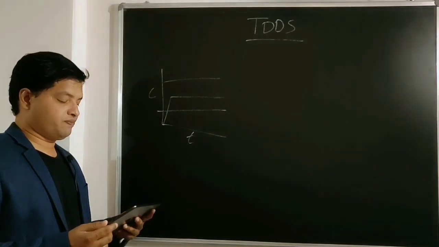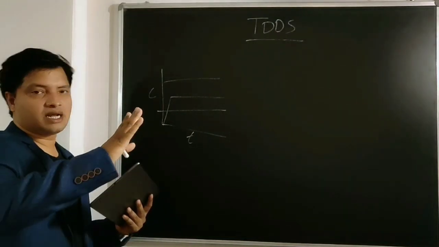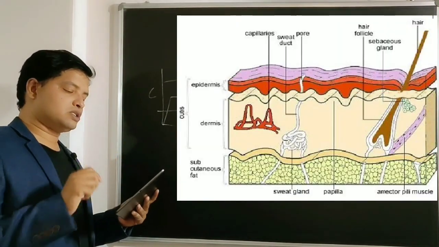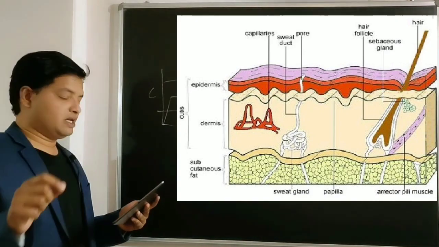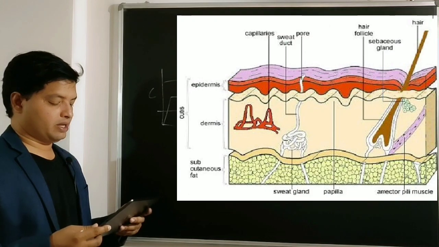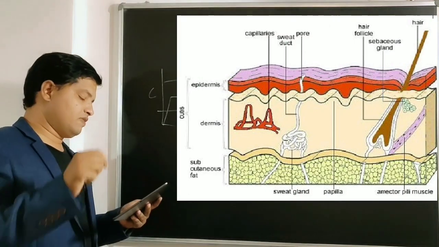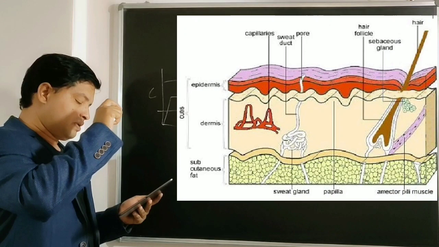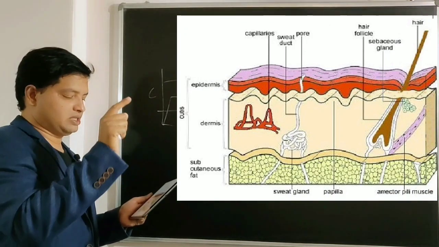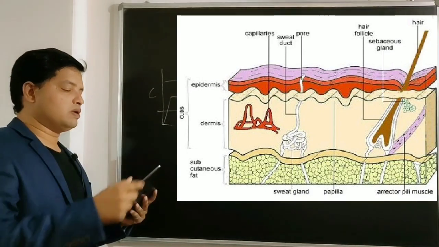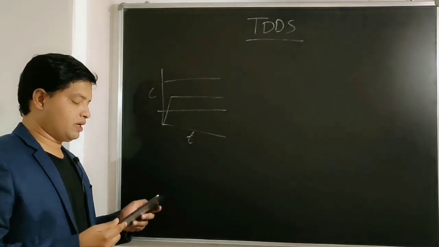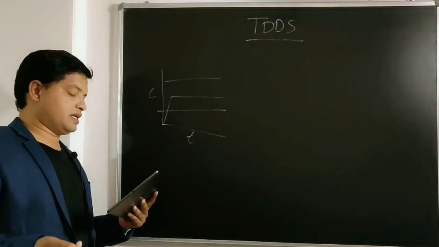Then we will see the structure of the skin. Just as an introduction, I am telling you the structure of the skin. Anatomically, skin has many histological layers. They divide into three layers: epidermis, dermis and subcutaneous tissue. You can see in this diagram we have epidermis, subcutaneous tissue and dermis. These are the layers you can see here. On the epidermis outer side we are going to stick our transdermal drug delivery system.